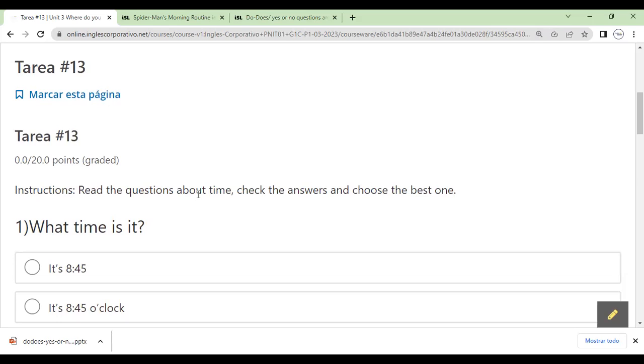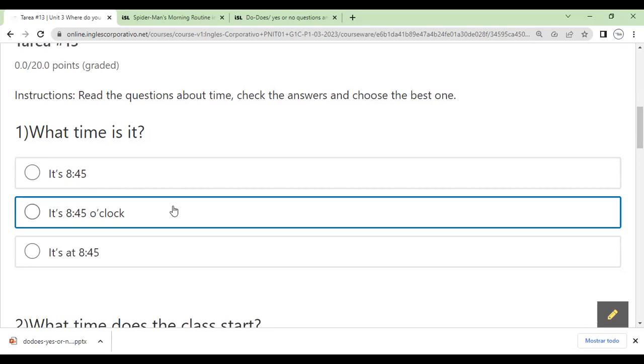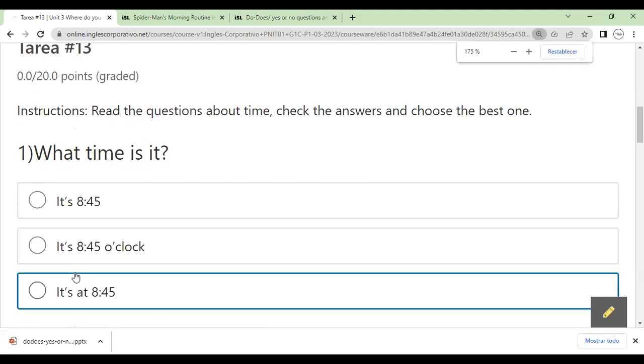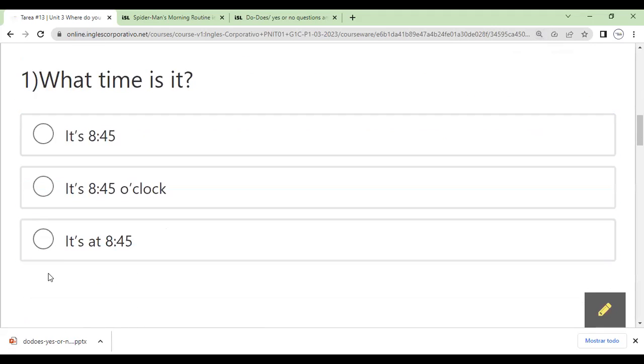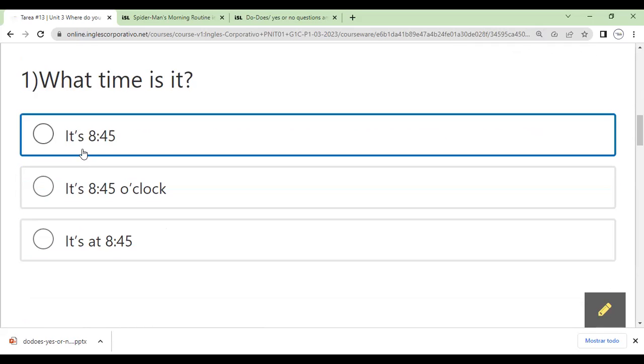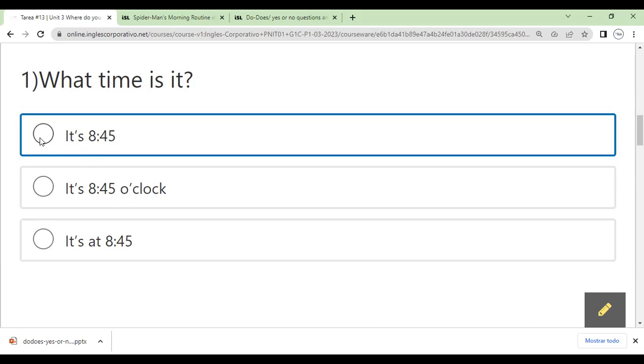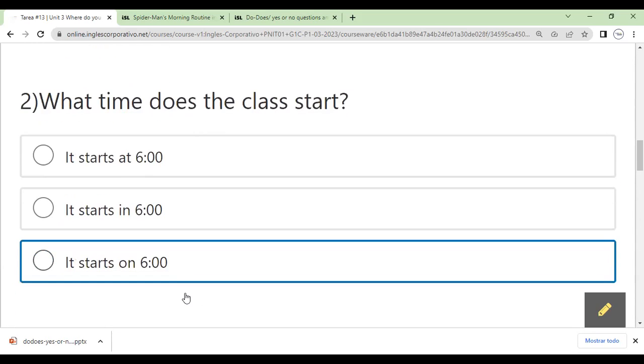This is homework number 13, okay? It is 20 points graded. So if you're able to open the platform now, it would be really nice, right, to see it. What time is it? What is the best option to answer that question? The fourth. What time is it? It's 8:45. Yes, 8:45. It's at 8:45. Ah, so it's the first one then. Yeah, it's the first. Letra, la del tercero. Yeah, it's 8:45. Okay. Number two, what time does the class start?